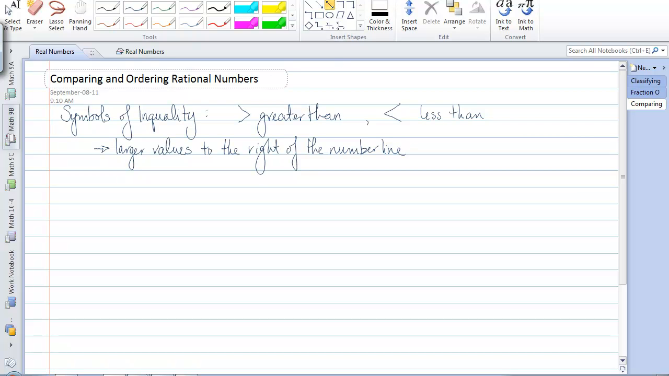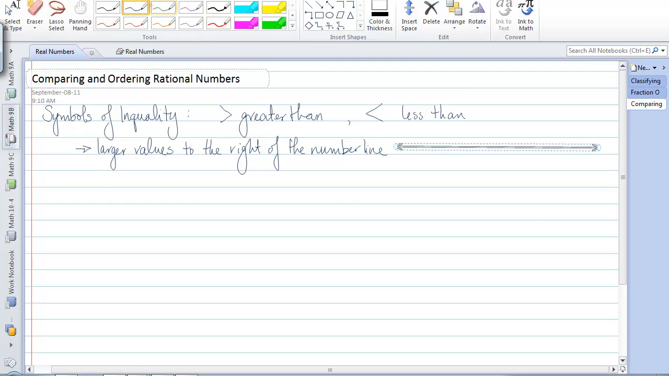Okay, so for example, if we have a number line and let's place 0 in the middle, and as we go to the right the numbers increase. We'll count up using our natural numbers, our whole numbers, and then to the left we count down and the numbers are getting smaller. So our negative values are obviously smaller than our positive values.